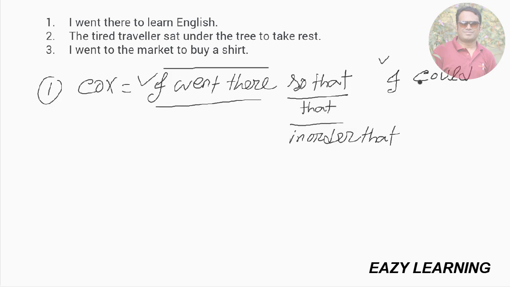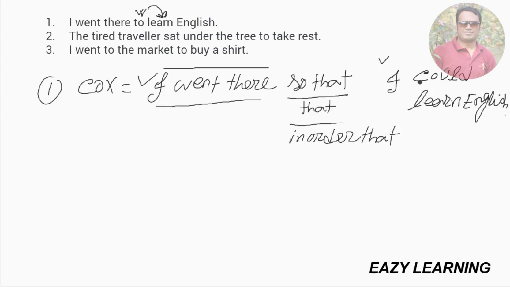After could or can, you have to write verb 1. So where will you get verb 1? You have to follow here. After to, you will get the verb, that means the present form. So you have to write I could learn. And you have to write the extension. Extension means English. So dear students, its answer is: I went there so that or in order that I could learn English.